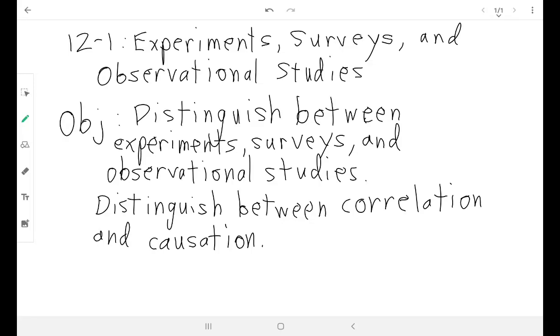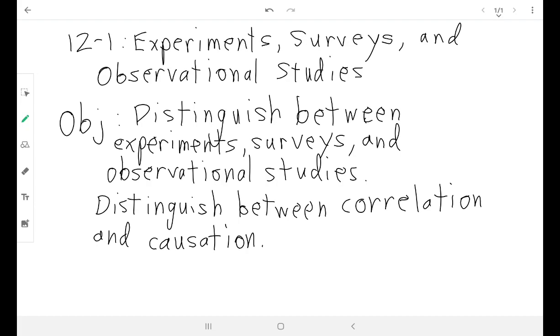Hello, Algebra 2. Today we're going to be looking at section 12-1. It starts our statistics and probability stuff, and it is experiments, surveys, and observational studies.